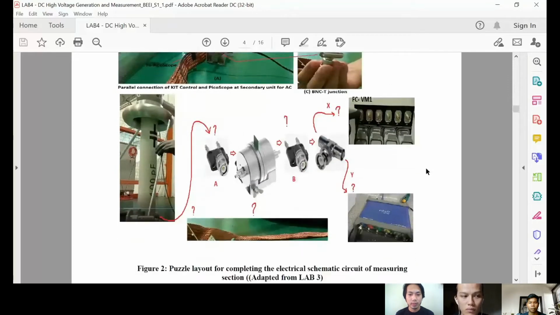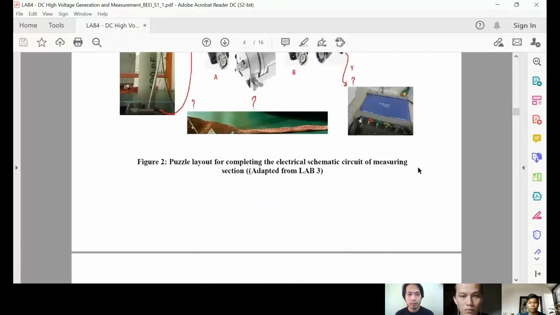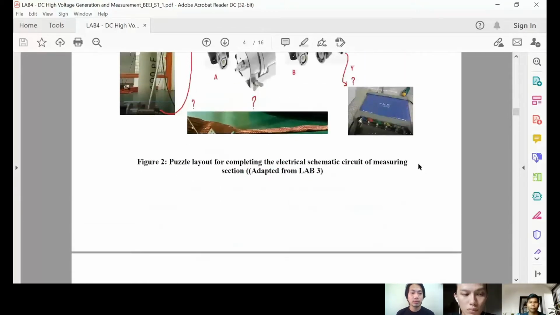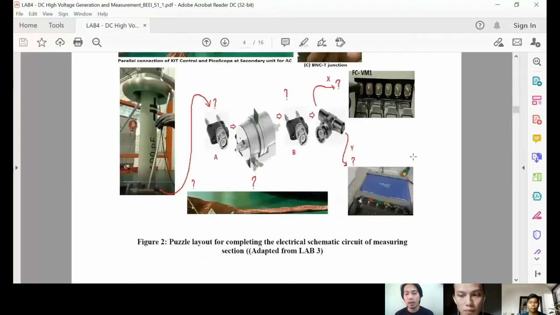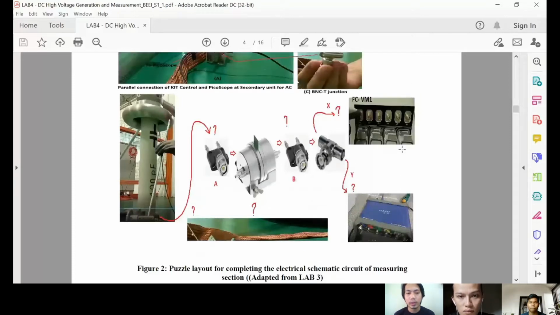So for the second figure, my question is how we will construct figure 1 and figure 2 into the new one, and which additional components will be added to our circuit diagram. So Ashraf, for the answer.